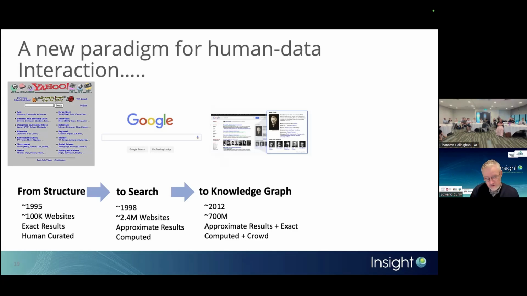It was actually an open knowledge graph, and it was mixing this kind of computed results with crowd results, and that's basically been the dominant paradigm for interacting with information. If you can imagine, if any of you had a data space today and you could provide that level of functionality to your users, you'd be quite happy.